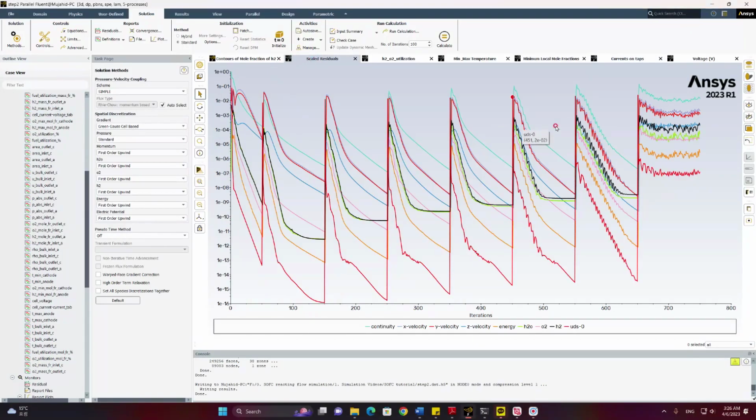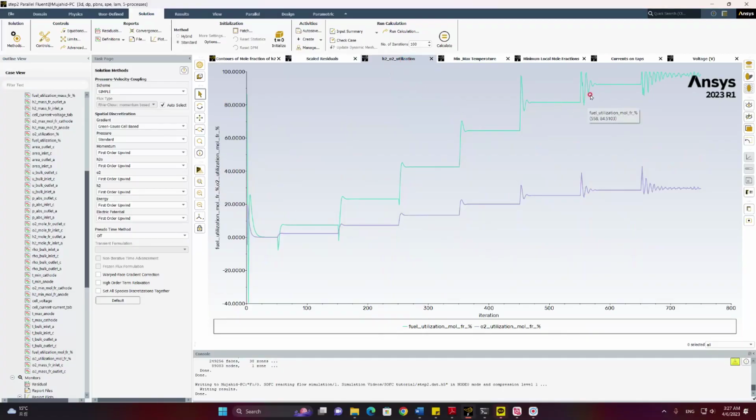What we have seen is that the residuals become very unstable and started to diverge. This is because the hydrogen, if you see the fuel utilization, was not complete. The 100% fuel utilization was there, so there was insufficient supply of hydrogen or fuel. So as the next step, we will introduce more flow rate of the fuel to the anode side, and to do that, we will do the second set of analysis.